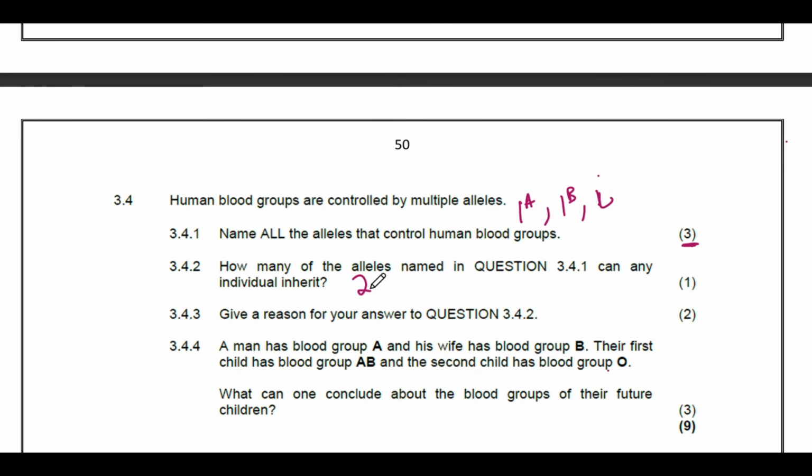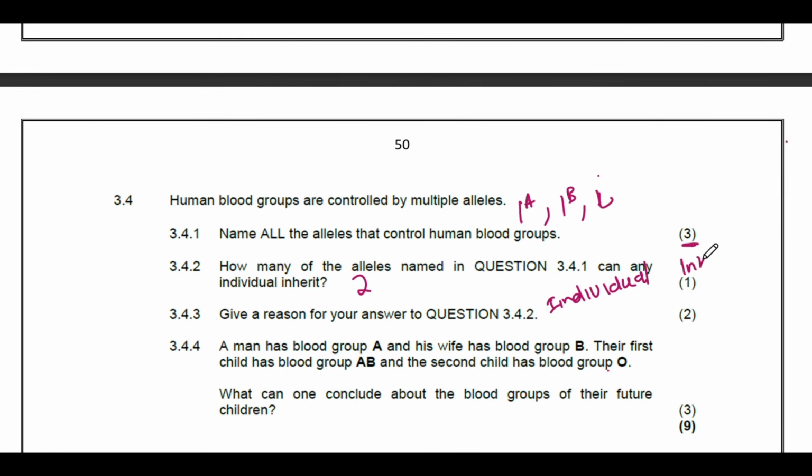That is 2. From the 3 alleles, you're going to inherit 1 from each parent, and they will then come together to determine your blood group. We know that IA and IB are dominant, and when they come together, they are codominant to each other. Then small letter i is recessive. Give a reason for your answer. It's basically that.